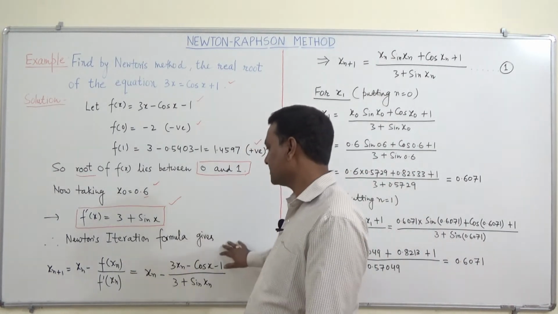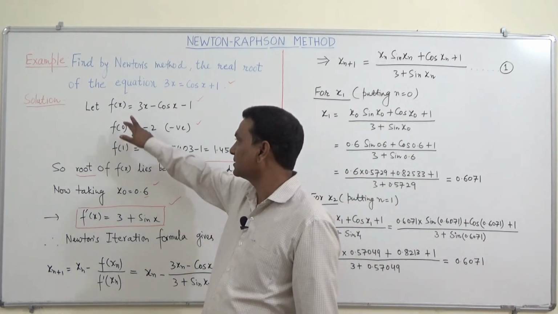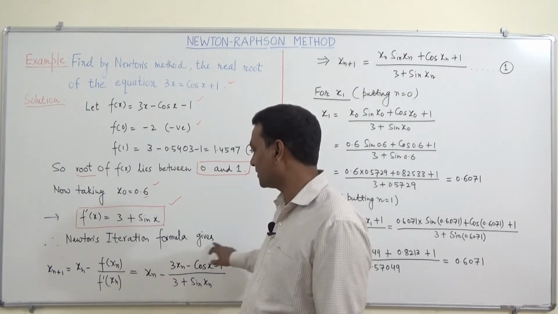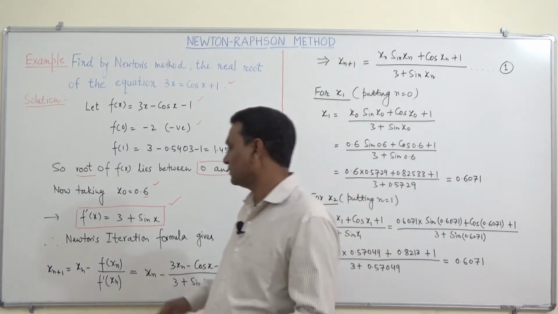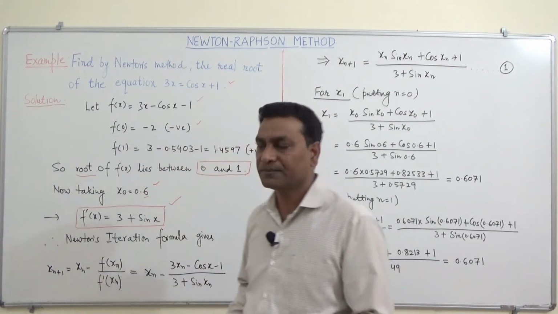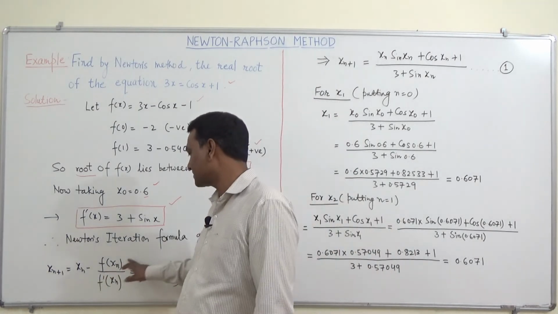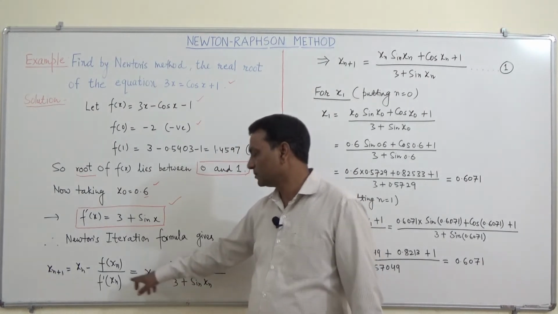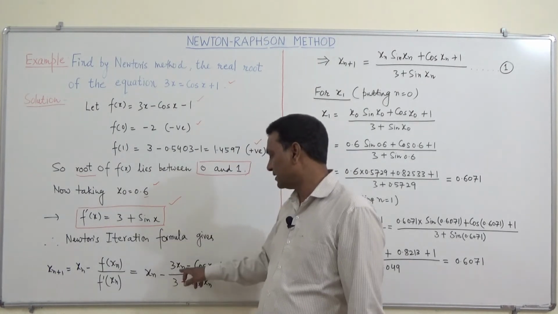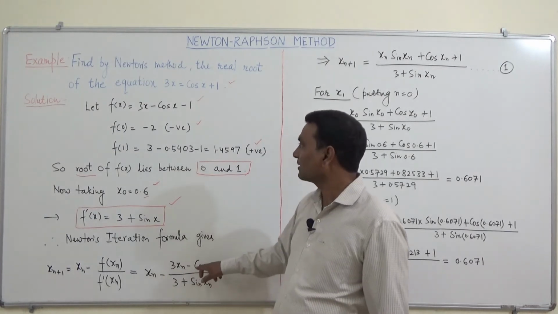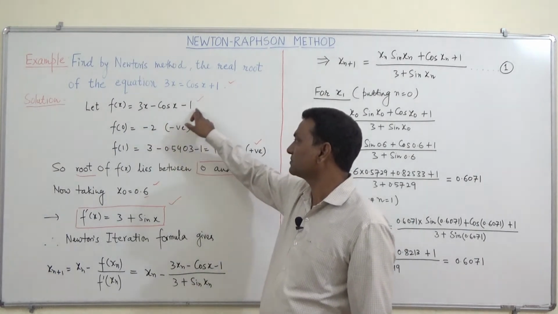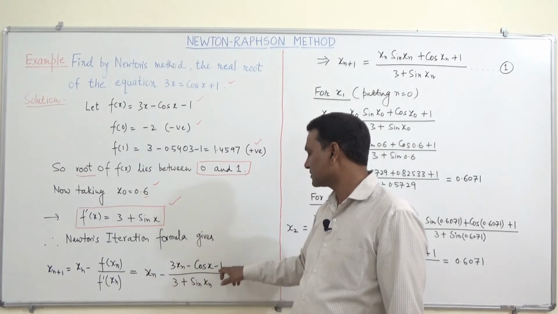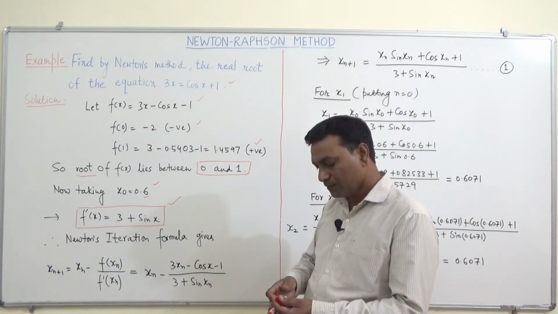So on the basis of this value of f(x) and f'(x), we can write Newton's iteration formula. As we know, x_{n+1} equals x_n minus f(x_n) divided by f'(x_n). Here f(x) is 3x minus cos x minus 1, therefore f(x_n) will be 3x_n minus cos x_n minus 1.